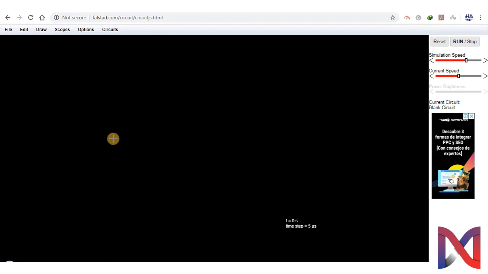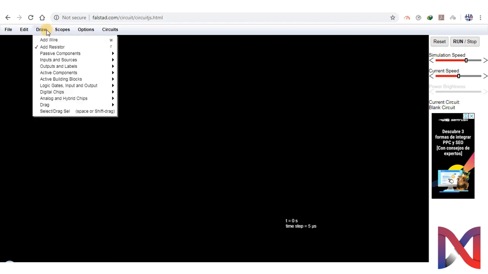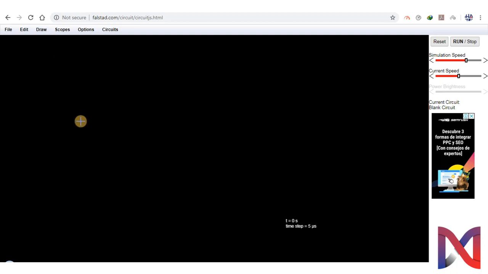Now we will start constructing our first circuit, which had 4 resistors connected in series parallel combination. So let's start drawing our first circuit. We will go to draw, add resistor and then start placing 4 resistors. So we had 2 resistors in series to 1 resistor in parallel. Here we have placed our 4 resistors. Now we will change its values.